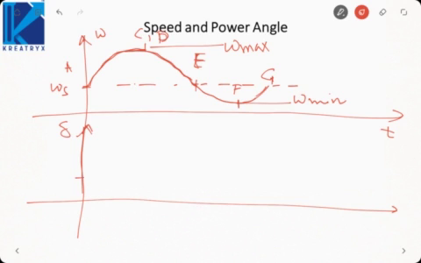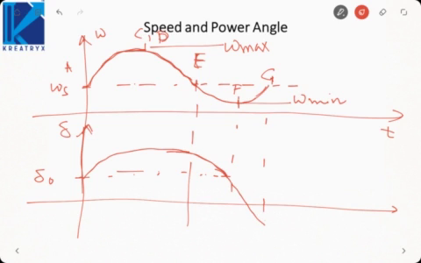Now, initially at point A, power angle was equal to delta naught. When we were going from A towards the point E, in the first swing, from A to point E, power angle continuously increased. Then from E to G, power angle reduced, and at point F it became equal to delta naught. That is, point F was identical to A, and at G it was negative.